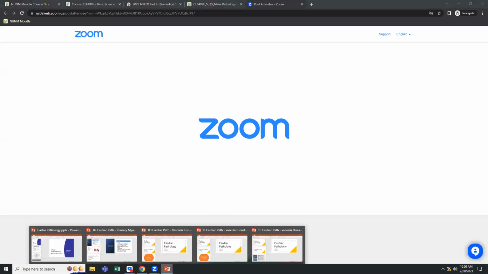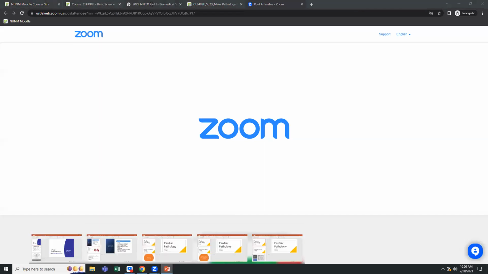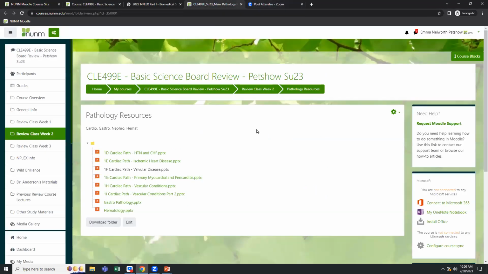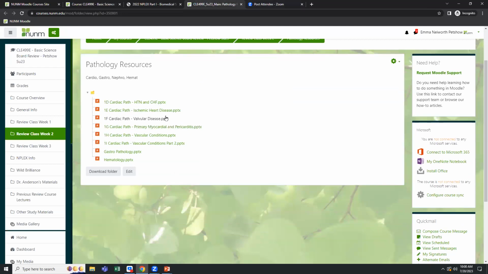All right. So of the cardiology lectures, we're going to take a sampling of them. We're not necessarily going to go through all of them. We're going to start with valvular disease. We'll move through myocardial and pericarditis, and then we'll do vascular conditions. And then we'll see if we have time to circle back to hypertension, CHF, and ischemic heart disease.